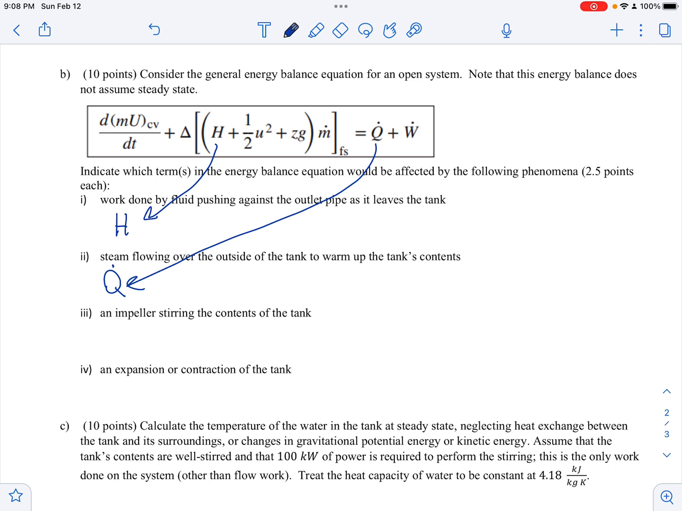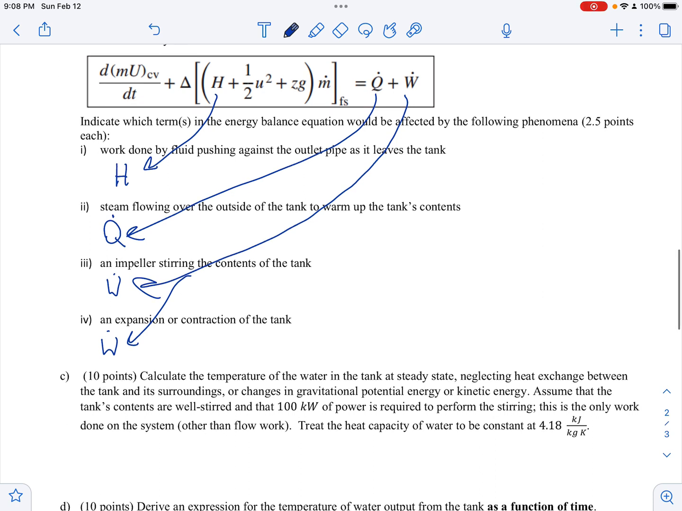Let's see. An impeller stirring the contents of the tank. Well, that would be work. And an expansion or contraction of the tank. That would also be work.